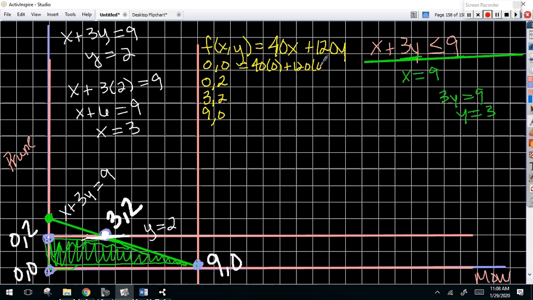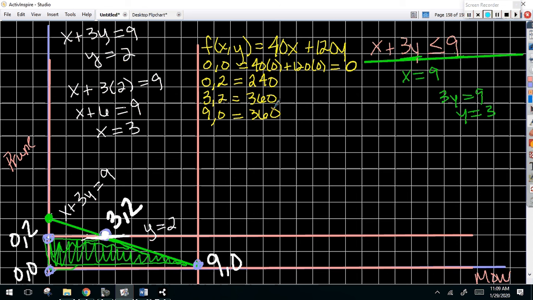It's a tie? You are correct. There is a tie. All right, what did you get for 0, 2? 0, 2 is 240. How about 3, 2? 3, 2, I have 360. And then 360. So I got 0, 240, 360, 360.